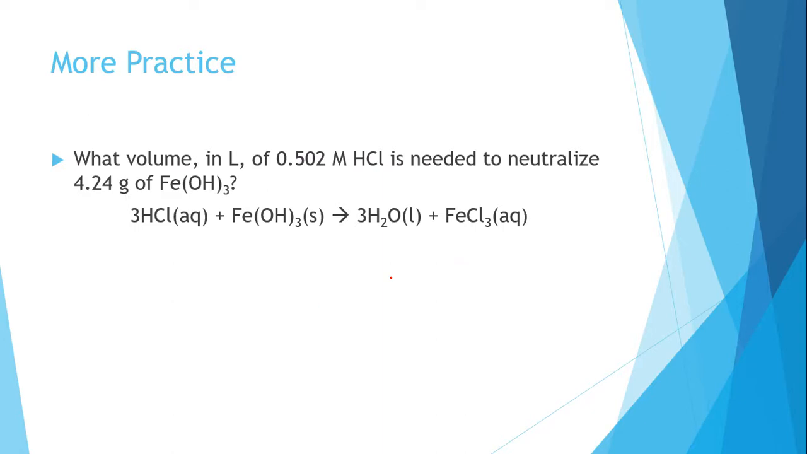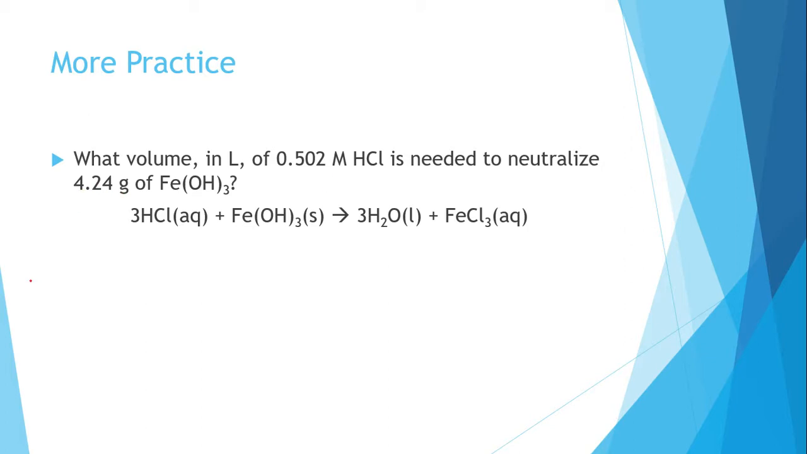And let's do this very last problem. It's similar to the last one, but instead of starting with moles, we're given grams. If you want, again, you can pause this and see how you do. But otherwise let's get started. It says, what volume in liters of a 0.502 molar hydrochloric solution is needed to neutralize 4.24 grams of iron 3 hydroxide? Well, first, again, we want to start with anything other than molarity.